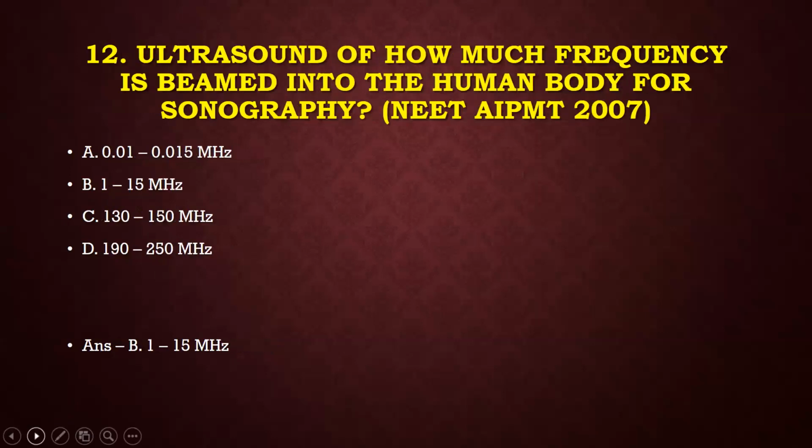Next, coming to the 12th question: ultrasound of how much frequency is beamed into the human body for sonography? The question was asked in NEET AIPMT 2007. The options are 0.01 to 0.015 megahertz, 1 to 15 megahertz, 130 to 150 megahertz, 190 to 250 megahertz. So, ultrasound of how much frequency is beamed into the human body for sonography?